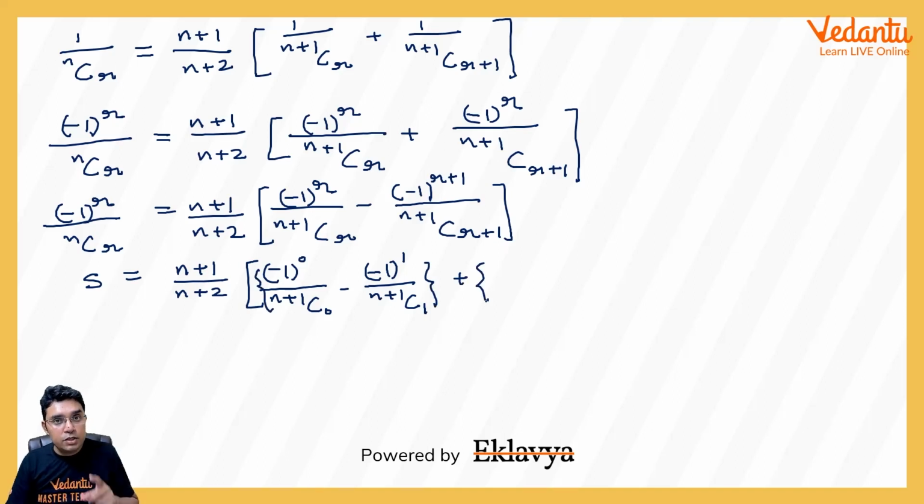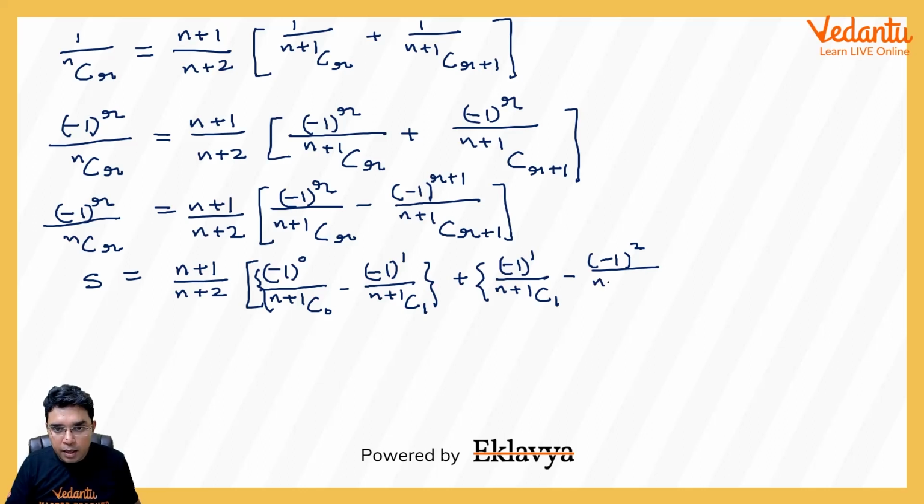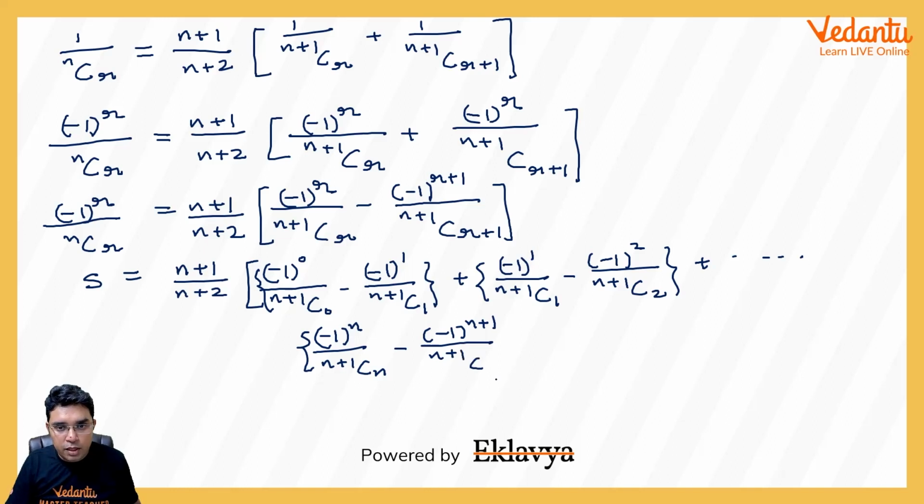Then putting r equal to 1 will give us (-1)^1 upon (n+1)C1. Then (-1)^2 upon (n+1)C2, and so on and so on. Okay, and the last term would be, let me write the last term: (-1)^n upon (n+1)Cn, and (-1)^(n+1) upon (n+1)C(n+1).